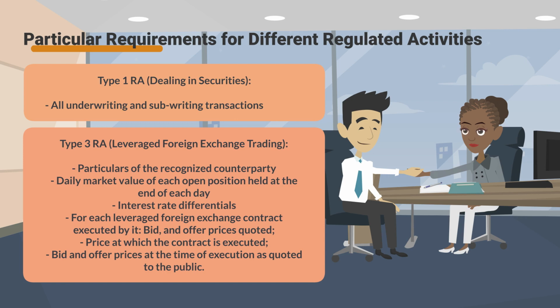For leveraged foreign exchange trading, which falls under Type 3 regulated activity, it is necessary to maintain records that adequately capture the details of the recognized counterparty. Additionally, daily records should be kept for each client account, including the market value of each open position at the end of the day. These records should also include information on the interest rate differentials charged for long or short positions, as well as the bid and offer prices quoted. It is crucial to note the price at which the contract is executed and the bid and offer prices at the time of contract execution, as quoted publicly by a reputable financial information services organization.